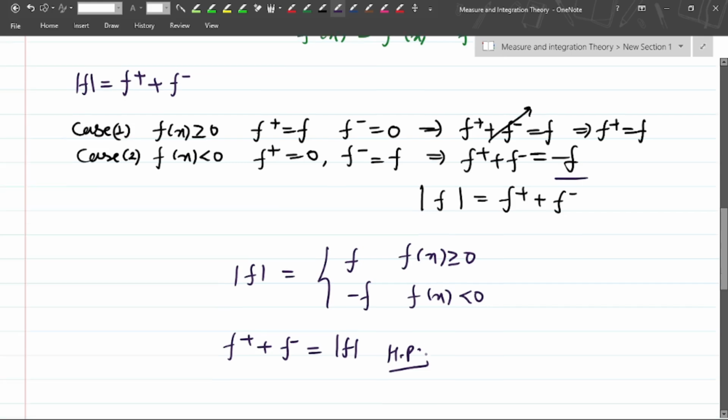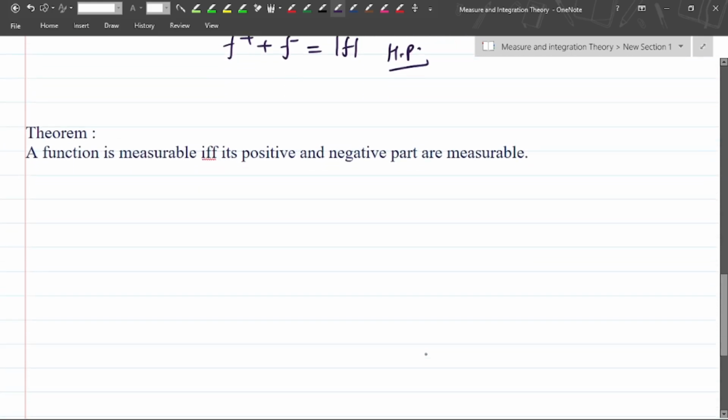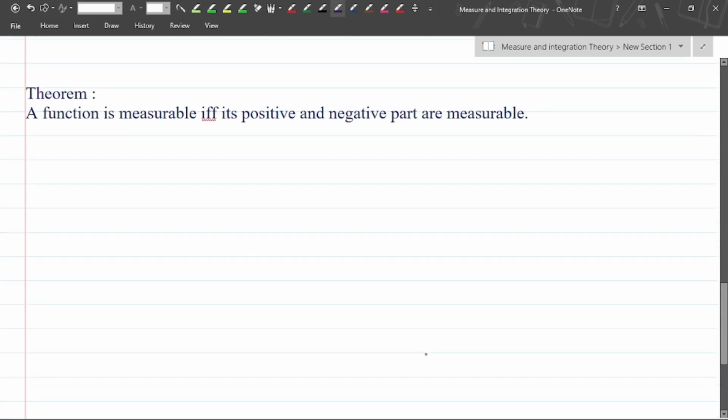Hence proved. Now, the next theorem is basically: a function is measurable if and only if its positive and negative parts are measurable. So we have to prove the result in terms of if and only if. It means we'll prove the sufficient condition and the necessary condition. Also, we have to show that the converse will be true.